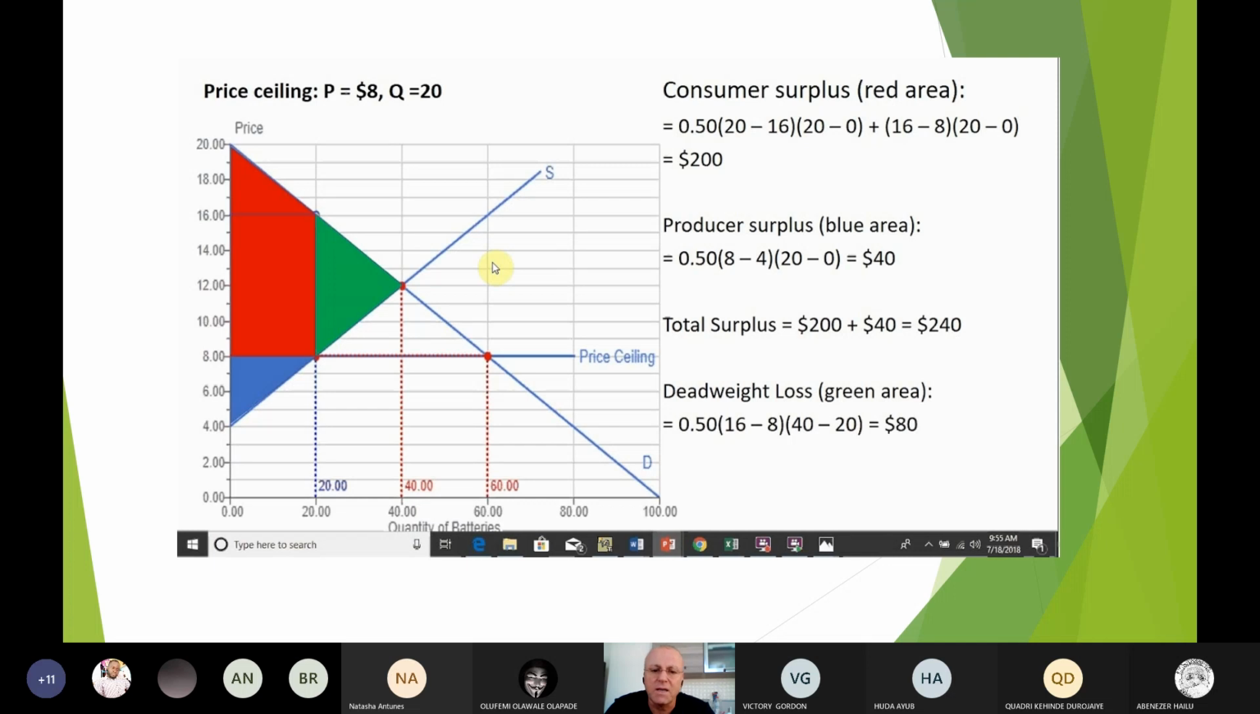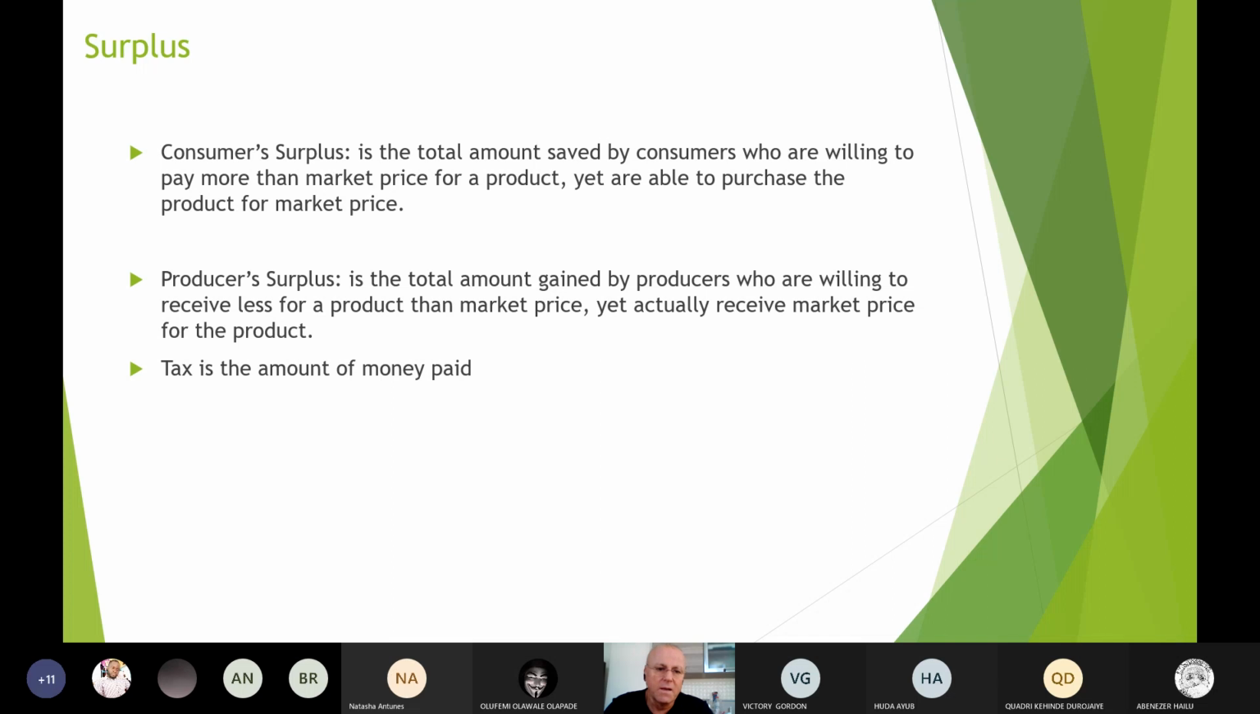When you add these together, you will have a total surplus of 240, and the deadweight loss here is the green area, 80 units, as distributed in the example. Consumer surplus is the total amount saved by consumers who are willing to pay more than the market price for a product, yet are able to purchase it at the market price. Producer surplus is the amount gained by producers who are willing to receive less for a product than the market price, yet actually receive the market price. And the tax is the amount of money paid for the product, set by the agencies or government.